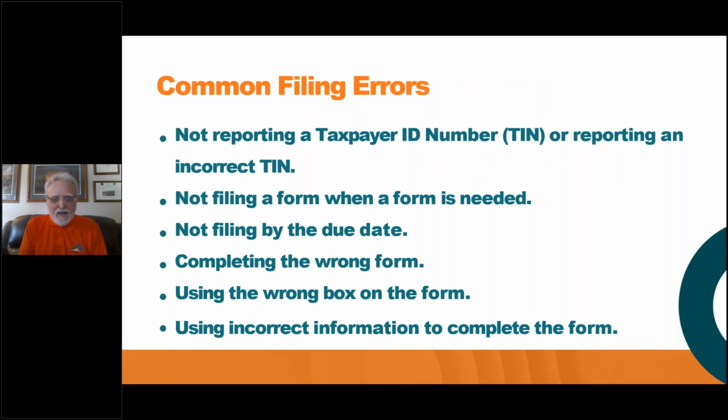So common filing errors, right at the top of the list, is not reporting tax ID numbers or representing them incorrectly. Of course, not filing the form when it's supposed to, not meeting the due date, completing the wrong form, using the wrong box on the form, or using incorrect information to complete the form are other common errors. But number one on that list is having a mismatched TIN, and it will get your file rejected, and it will result in you needing to take action.